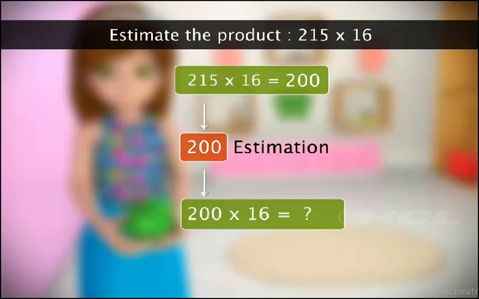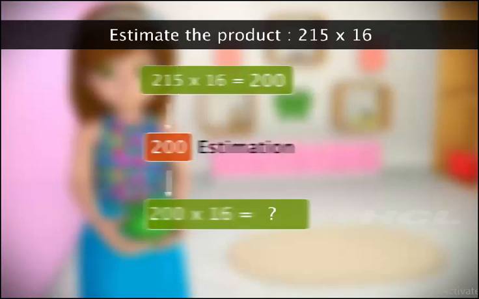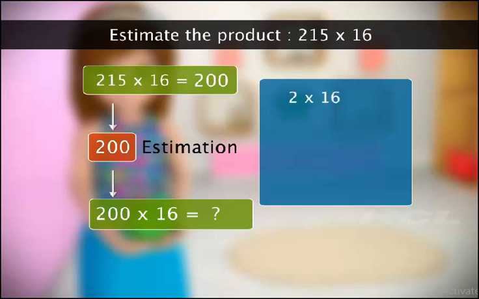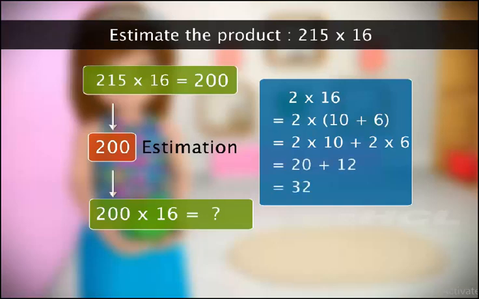When multiplying a number by 100, you can multiply the digits first by ignoring the 2 zeros. That is, multiply 2 by 16. 2 times 16 is 32. Next, put the 2 zeros back. So, 200 multiplied by 16 is 3,200.